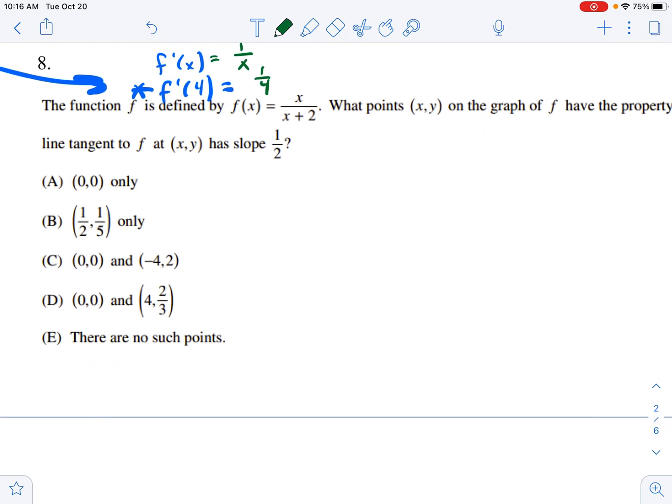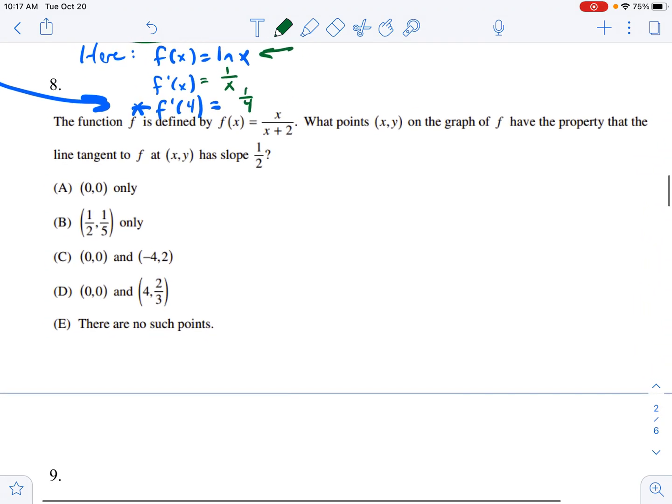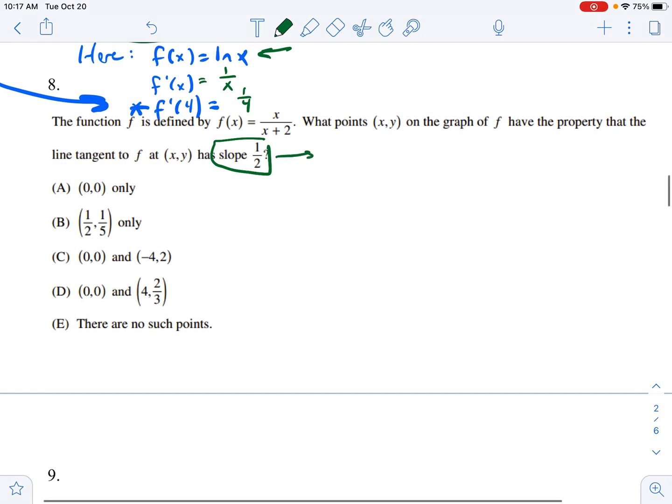Number 8. The function f is defined by f of x equals x over x plus 2. What points x, y in the graph of f have the property that the line tangent to f at that point has a slope of 1/2? Well, think about how we're going to set this up. We want the slope to be 1/2. How do we find slopes of functions? We take derivatives. So here we're basically being told, find the x and y values such that f prime of x itself equals 1/2.